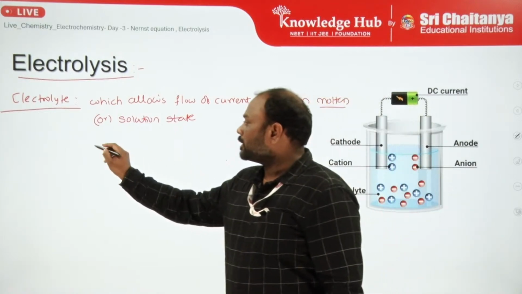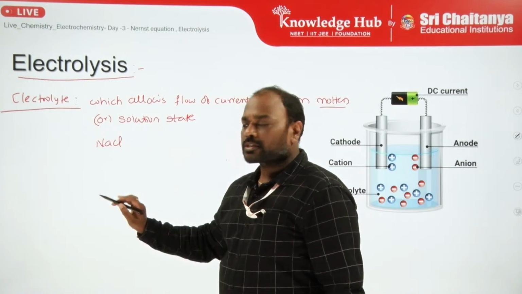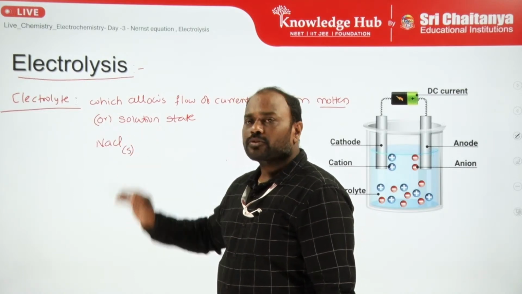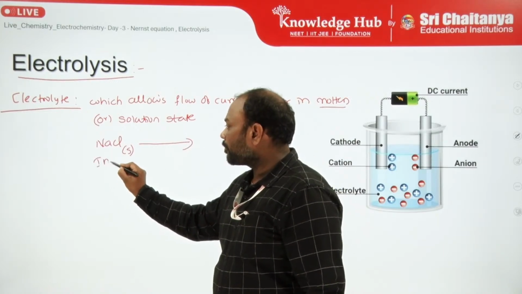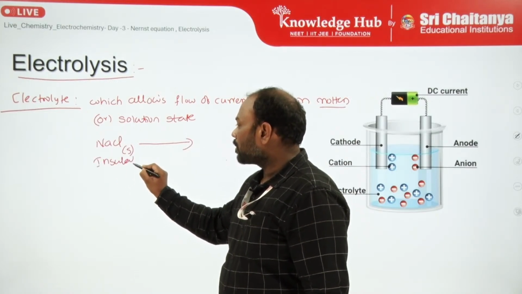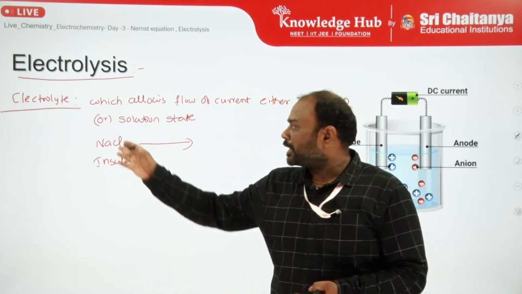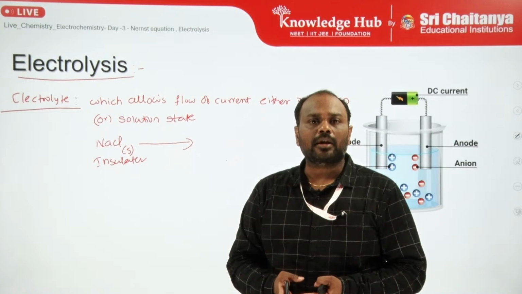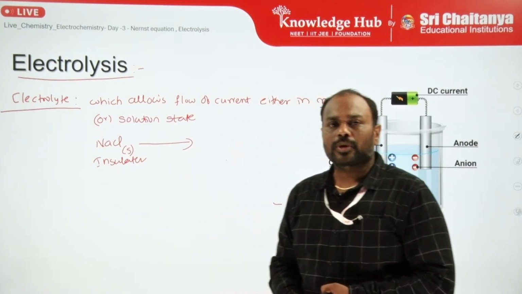Here, if you take sodium chloride, no free ions are present in the solid state. So that's why it is an insulator. For passage of current we require ions, but in the solid state there are no free ions and no free electrons present, so it acts as an insulator.